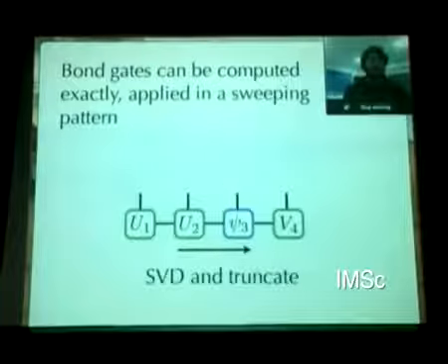In this way, you move through the system in a sweeping-like pattern. It's actually very similar to doing real-time DMRG. You're just using a different kind of gate. And each time you SVD and you truncate, also to control growth of your bond dimension.